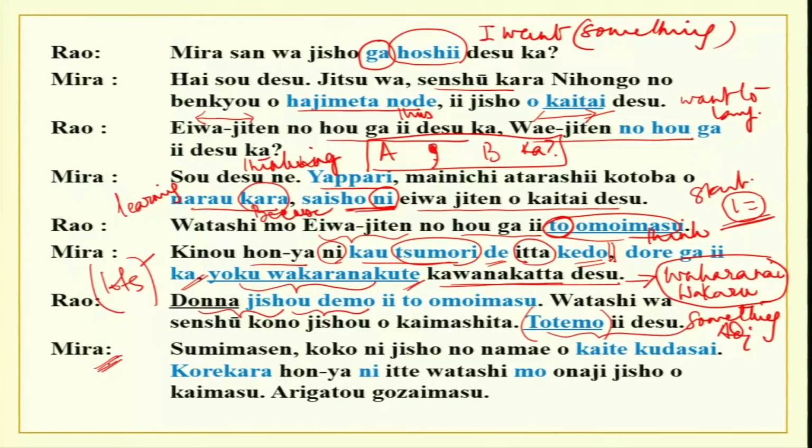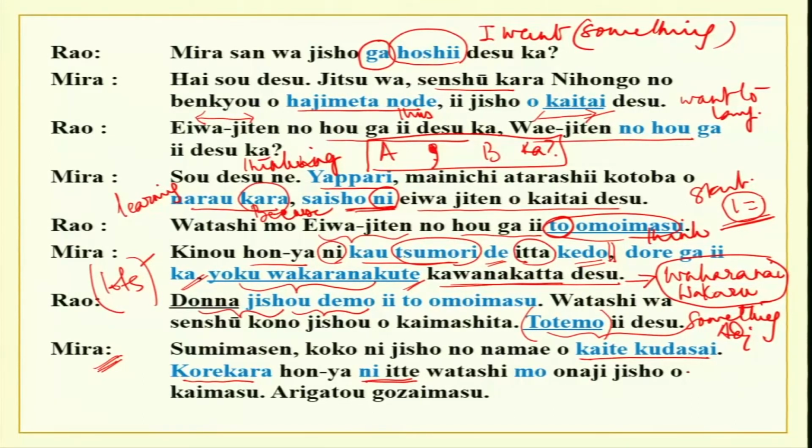So, Mira says over here, sumimasen, koko ni jisho no namae o kaite kudasai. Please write the name of the jisho. Korekara, after this, after our conversation, after I have taken the number from you, honya ni itte, ni again over here for ikimasu.